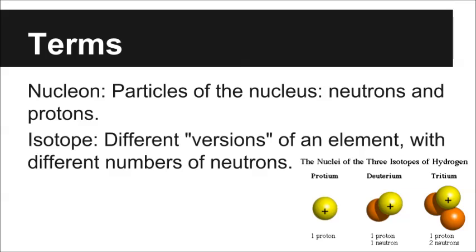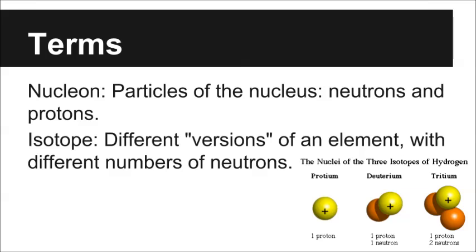Now, I'm assuming you understand our current model of the atom, involving what a proton is, what a neutron is, and what an electron is. But some new terms that are important to this video are nucleons. Nucleons are just the particles of the nucleus. So that means neutrons and protons. So when you refer to an atom, if I were to ask the total number of nucleons in an atom, it would be the sum of the protons and the neutrons.